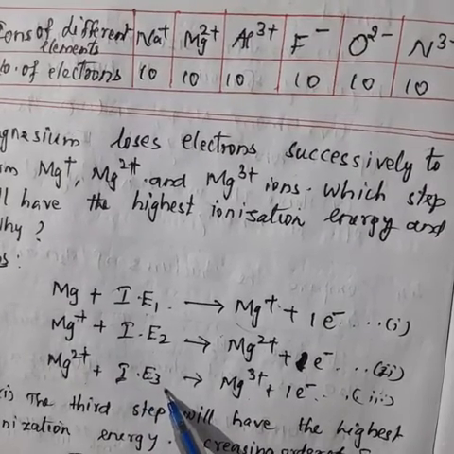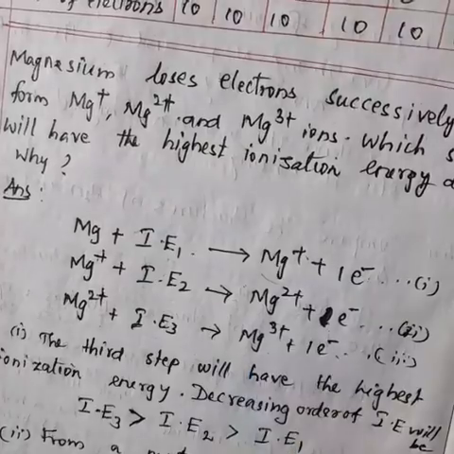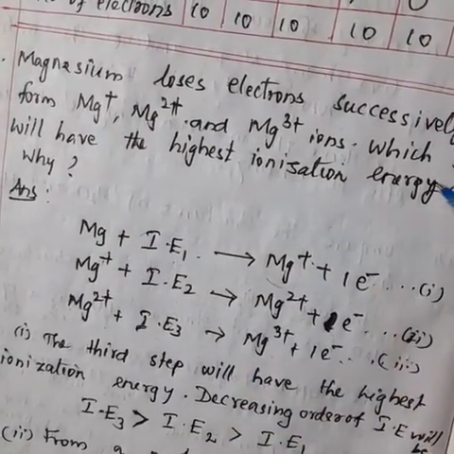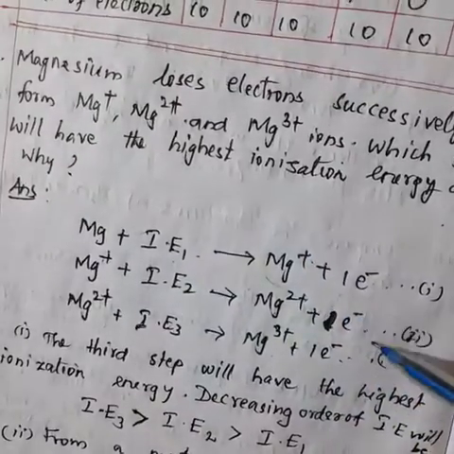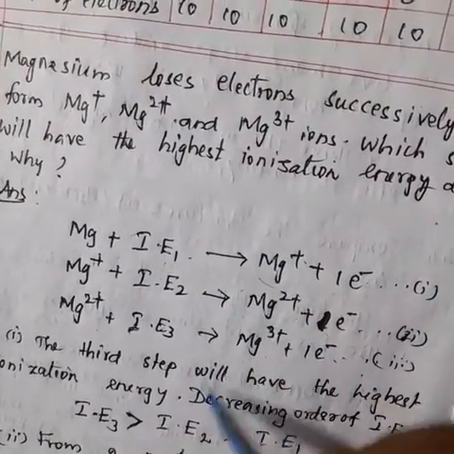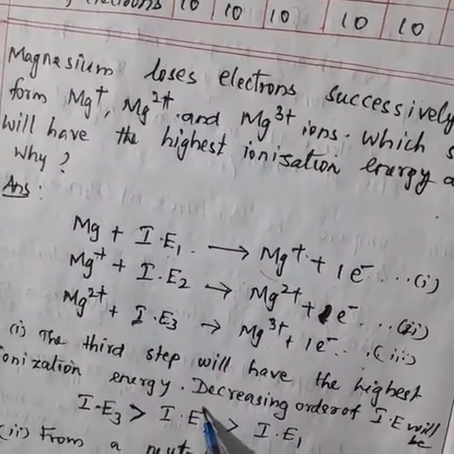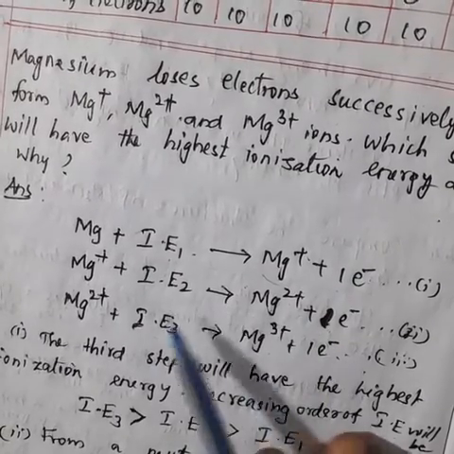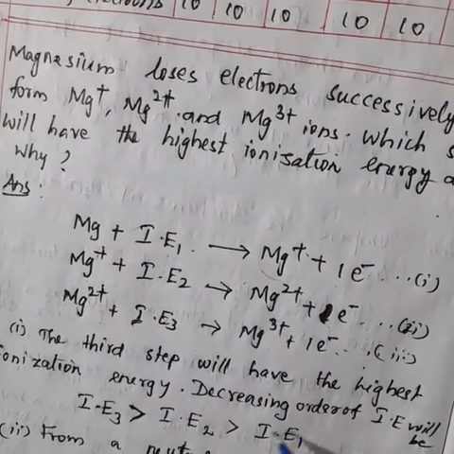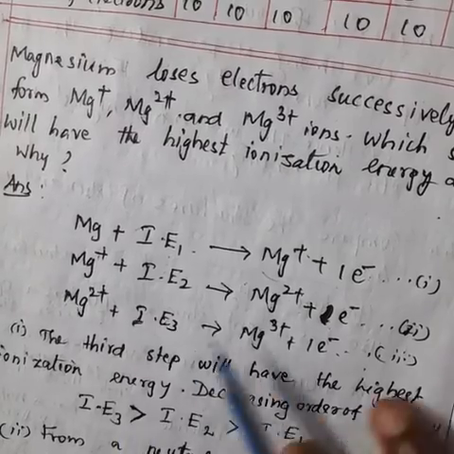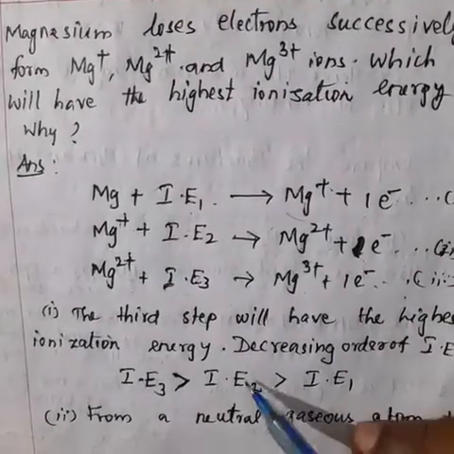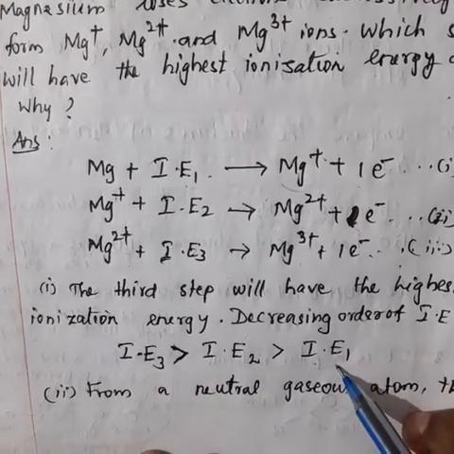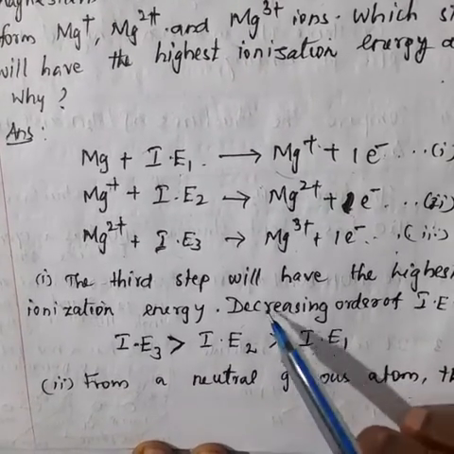So what is the question here? Which step will have the highest ionization energy? Step 1, step 2 or step 3? The third step will have the highest ionization energy. The order of ionization energy will be IE3 greater than IE2, greater than IE1. So IE1, the first ionization energy, is very low.